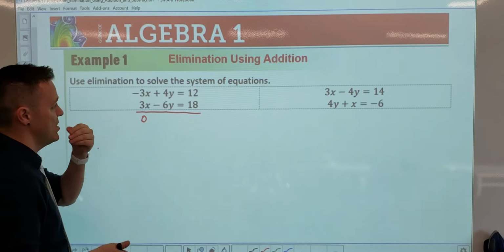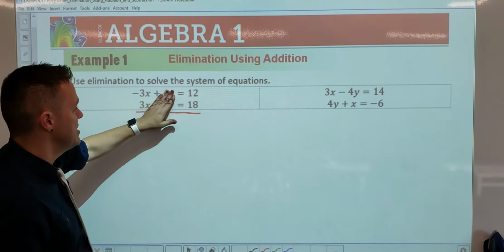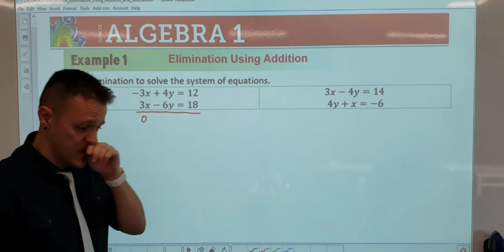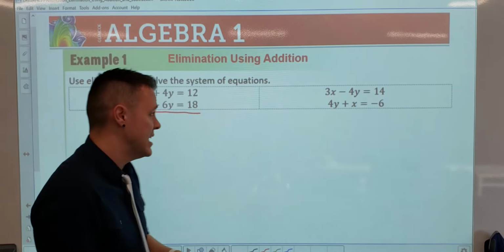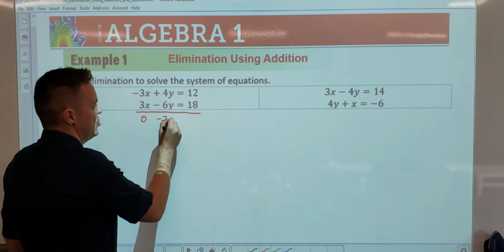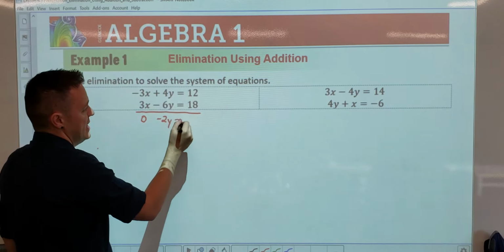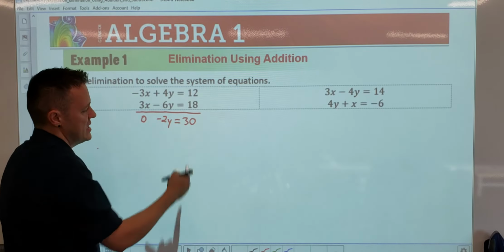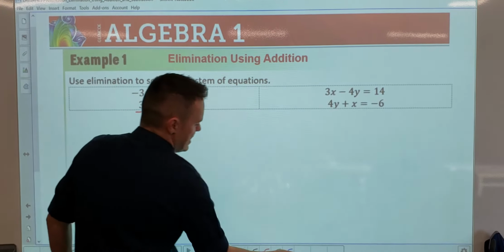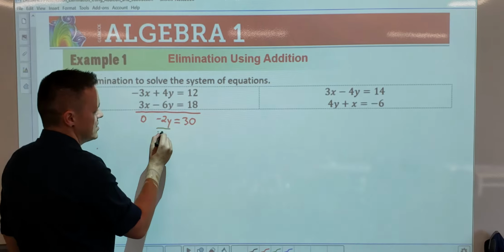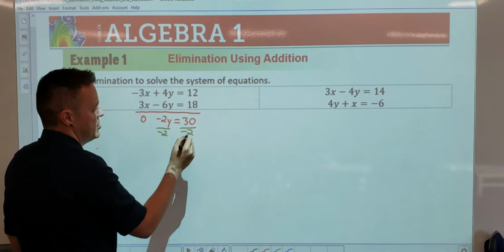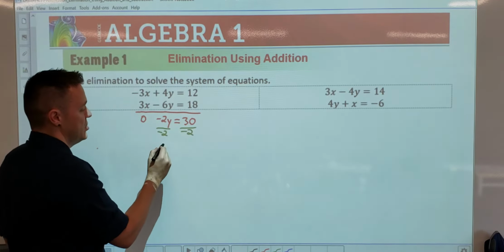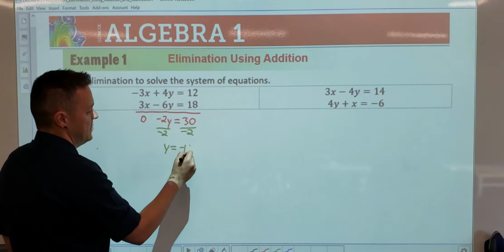Now you're going to add, or put these numbers together, a 4 and a negative 6. And when you put a negative 6 and a 4 together, you end up with negative 2y. Hopefully you guys understand that. Equals, adding these together, that would be 30, 12 plus 18. Now you do your last setup here. This is going to be divide by negative 2, so y equals negative 15.